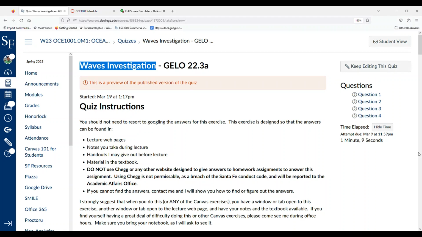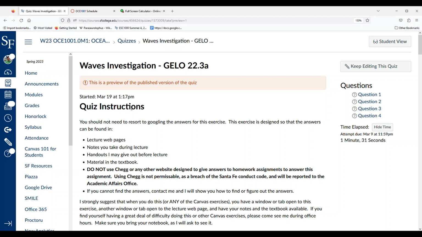Hi everyone. I want to go through the waves investigation. I just recently finished grading it, and while some students had no problem with it, there was at least one perfect score. Quite a few students did not seem to really understand how to get the right answers.